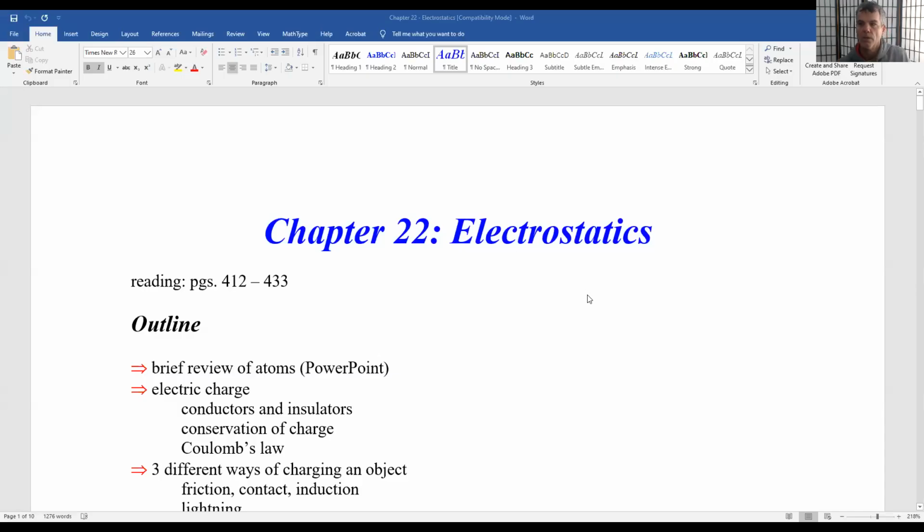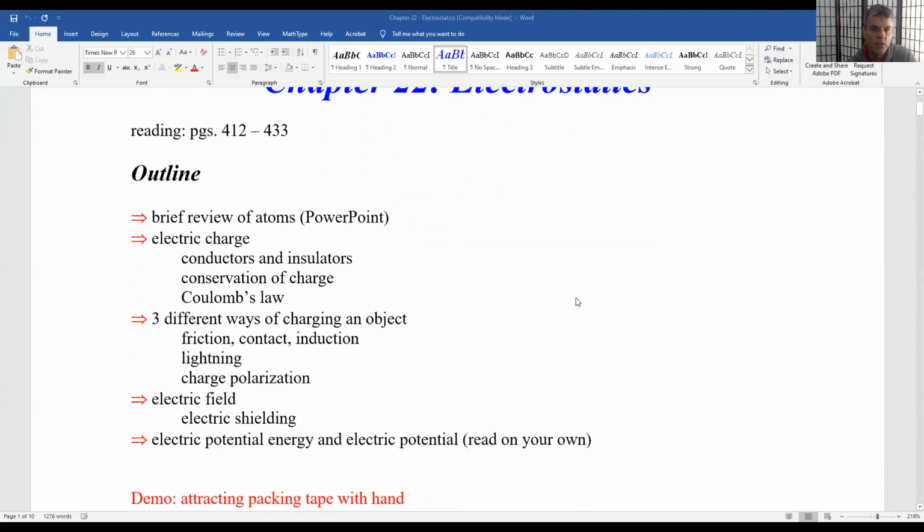Share screen. Let's go to chapter 22. Okay. So I'm going to do a little recap of chapter 22. And these are my lecture notes, and I am going to email these out to everybody, hopefully tonight. So just as a little review, we started off with a brief review of atoms. And so let me actually do a new share, see if I can start.